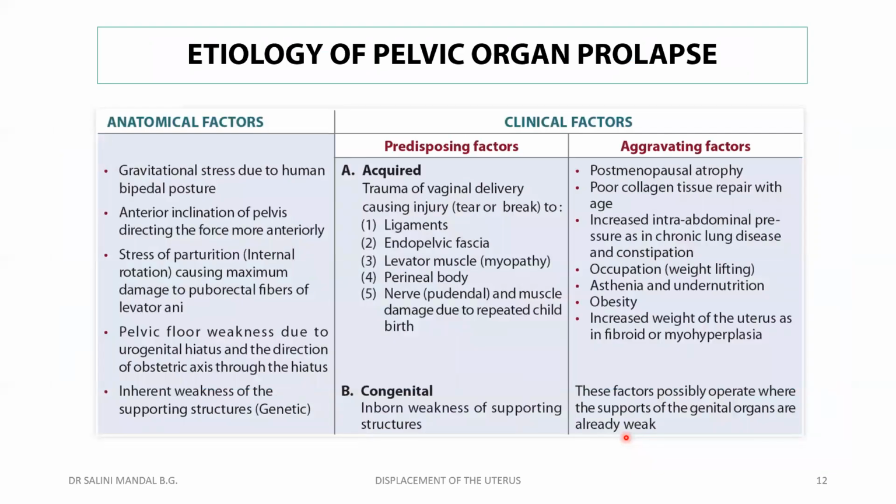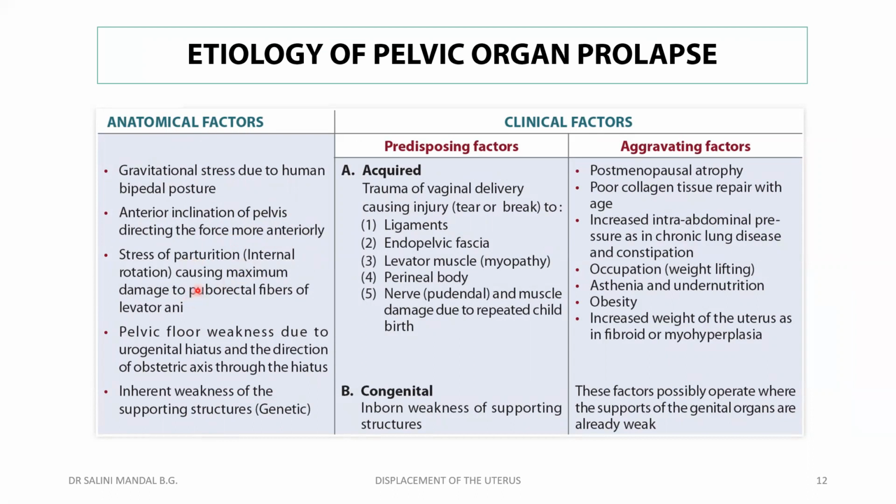Now coming to the etiology of pelvic organ prolapse. Okay, now talking about the etiological factors, we have divided them into anatomical and clinical factors. Let's see the anatomical factors first. The first one is the gravitational stress due to human bipedal posture. Second one is the anterior inclination of pelvis, directing the force more anteriorly.